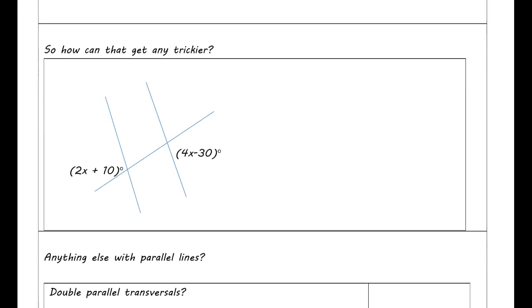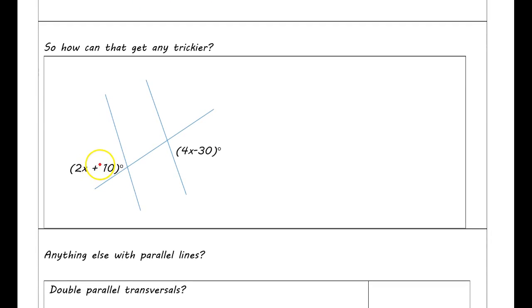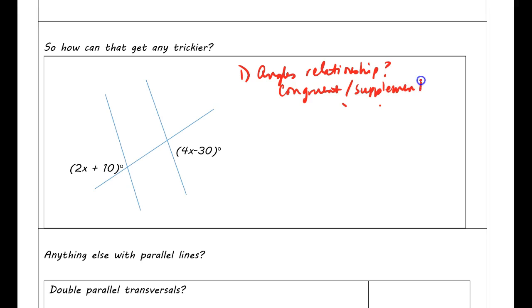Well, here's how. Instead of just a number or just a letter, what if it's an entire algebra expression? What you're going to have to do is first figure out the angles' relationship. Meaning, through all the vocab last week, are these going to be congruent or are they going to be supplementary? Because it will be one or the other. And then once you do that, solve using algebra. Solve using algebra. All right, cool.